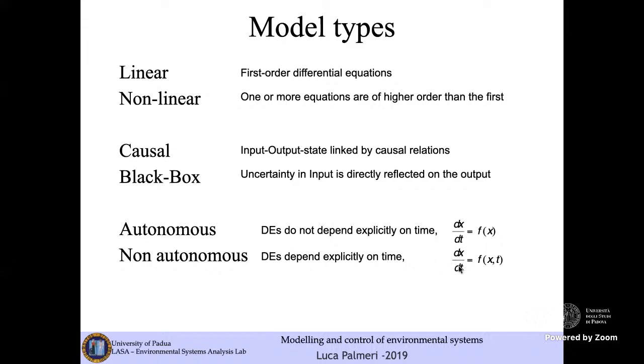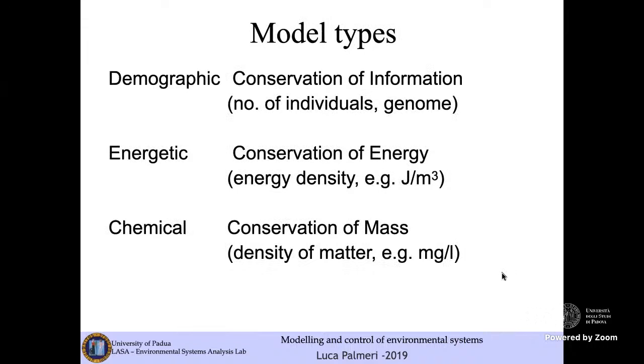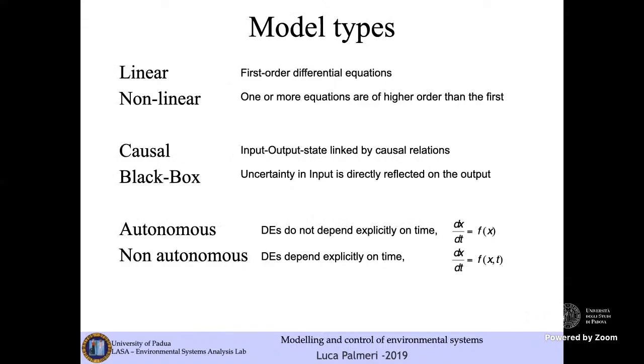So we may write that the derivative in time of the state variable vector is equal to a function not only of the values of the state variables, but also of time. Essentially, this means that the function may vary in time for non-autonomous systems, while for autonomous systems the function varies only depending on the values of the state vector.